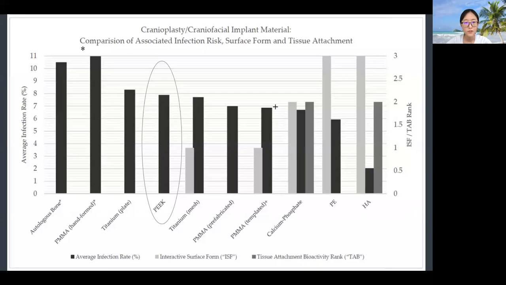So from this picture, we can see most of the materials have relatively similar average infection rates compared to the autologous bone and hand-formed PMMA. And PEEK is one of the most commonly used, and that's why we're choosing PEEK as our main material.